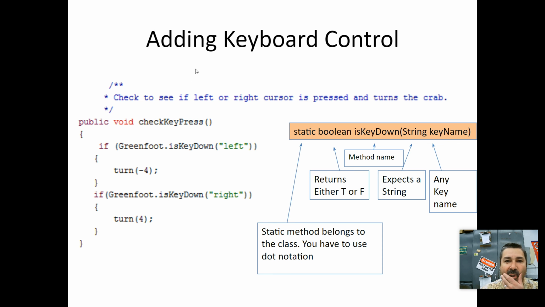Here is what we're going to do. I just gave you the answer. Here: public void checkKeypress, if Greenfoot.isKeyDown("left"), opening curly brace, closing curly brace, turn -4 degrees. If you're hitting the right key, turn 4 degrees. Hopefully you had something like this written down in your notes. Static means it belongs to the class, so you have to use the dot notation. Boolean means it's going to return either true or false. The method name is isKeyDown, and it expects a string, so letters in quotation marks, and you put whatever the name of the key is that you want to test.